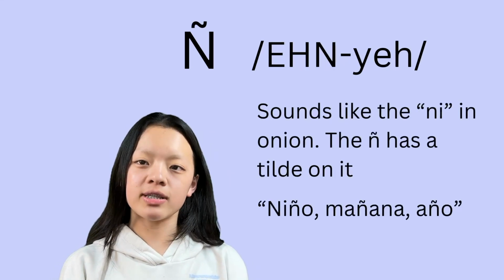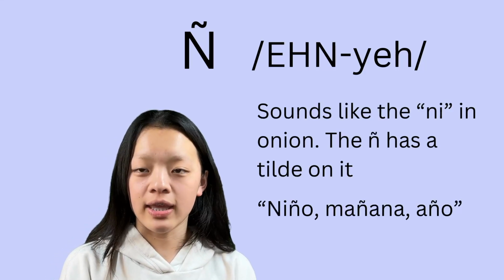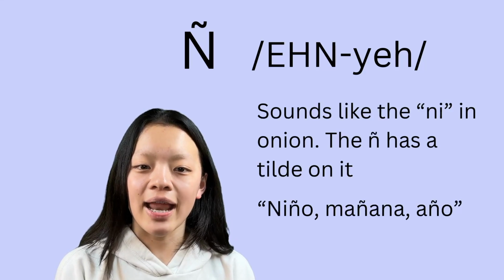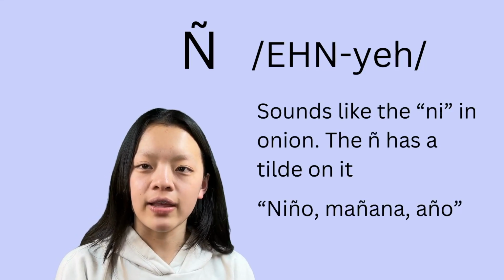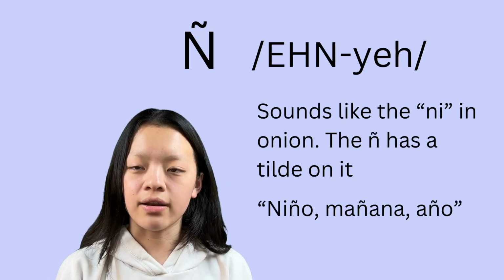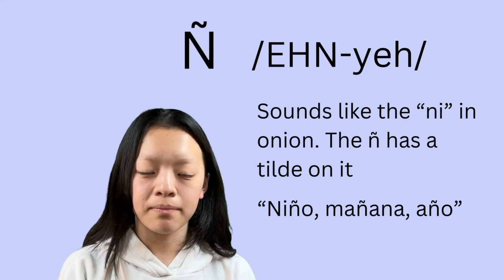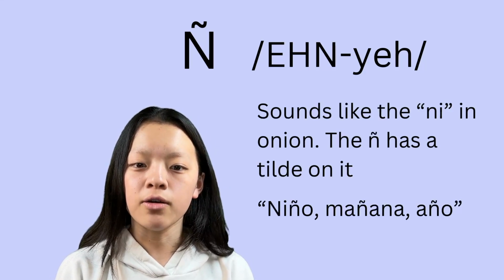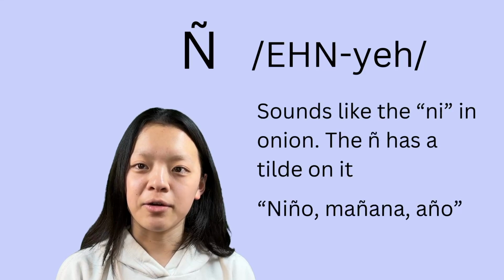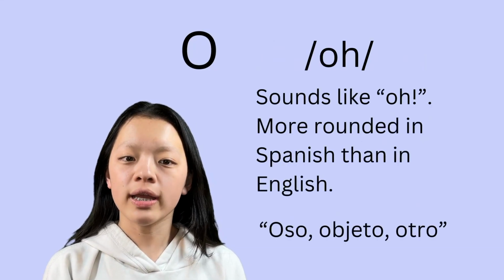This next letter is another special letter that is used in the Spanish alphabet but not in the English alphabet, and it is ñ. It sounds kind of like the ñ in onion. When written, this letter has a little squiggly line on top of the N, which is called a tilde. Some examples are niño, mañana, año.